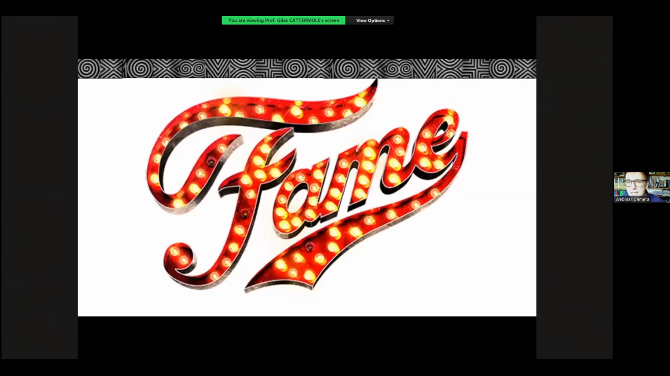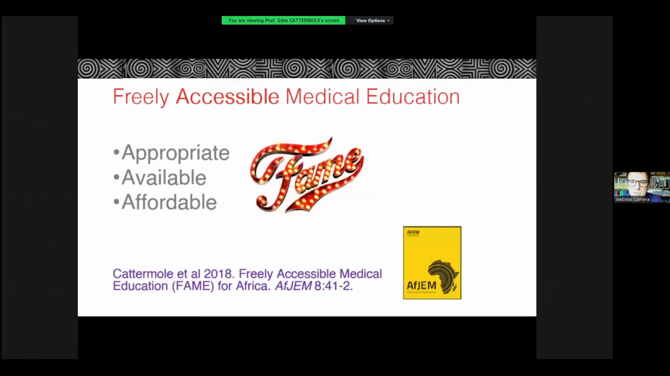We've got to get our hands dirty and help. And so we've come up with this little mnemonic of FAME. It's not just about open access. It's about freely accessible medical education that is appropriate. That is, it's the right medicine. It's available. It's there for them. It might be online if they've got the bandwidth, but actually it may need people in person connecting with them.